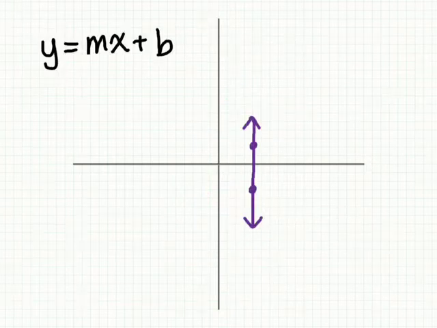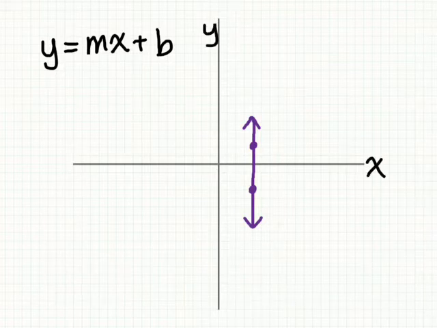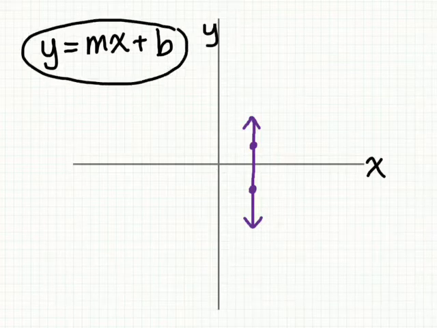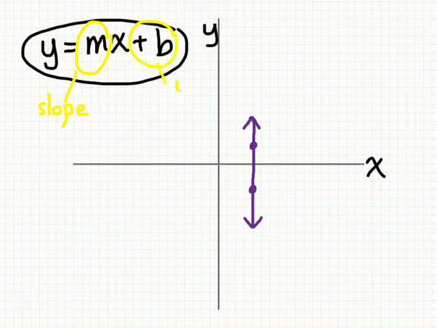Okay, we're going to look at a vertical line now, which goes up and down, right? Vertical. What we're trying to do is come up with the equation of the line. And again, to write an equation, you need to know the slope and you need to know the y-intercept.